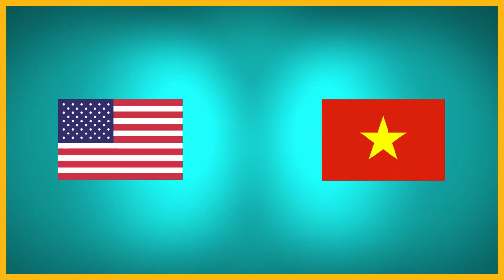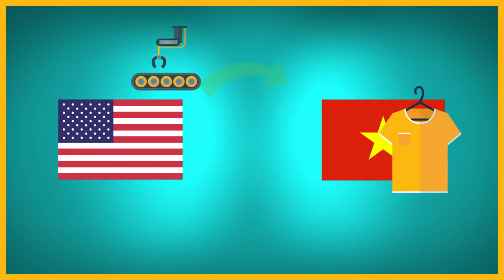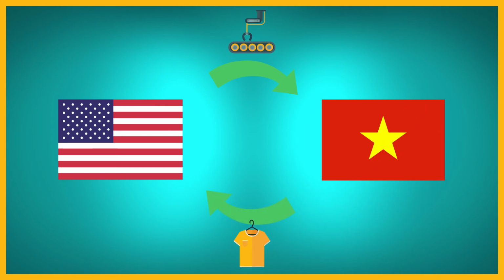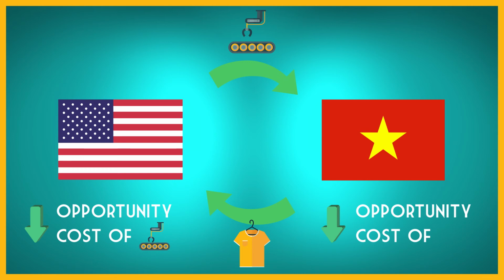Both the U.S. and Vietnam consume more machinery and textiles when the U.S. exports machinery to Vietnam and Vietnam exports textiles to the U.S. The U.S. has the lower opportunity cost of producing machinery, and Vietnam has the lower opportunity cost of making textiles.